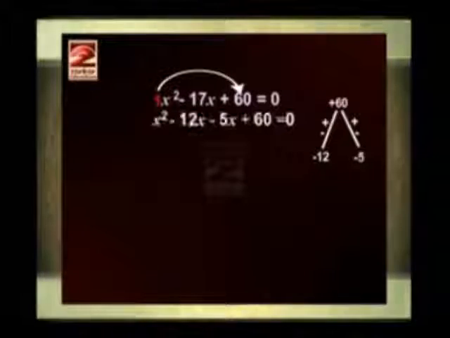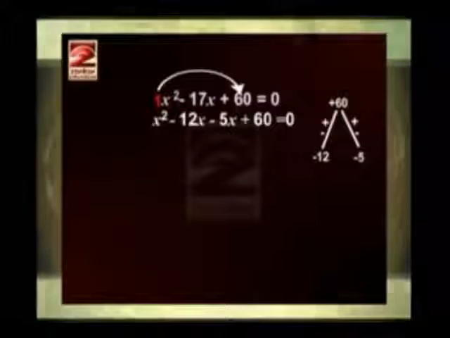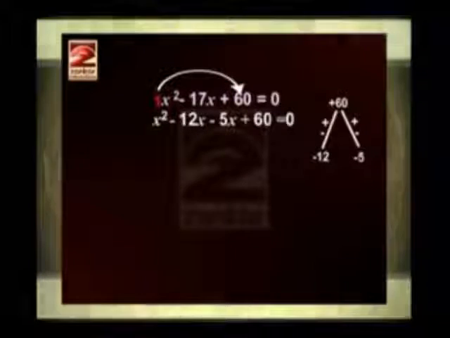If the product is having positive sign, there are two options. Both the factors should be positive or both should be negative. To confirm this, we have to look at the sign of the middle term. Here it is negative, and therefore both the factors should have negative sign. So by splitting the middle term, we get x square minus 12x minus 5x plus 60 is equal to 0.